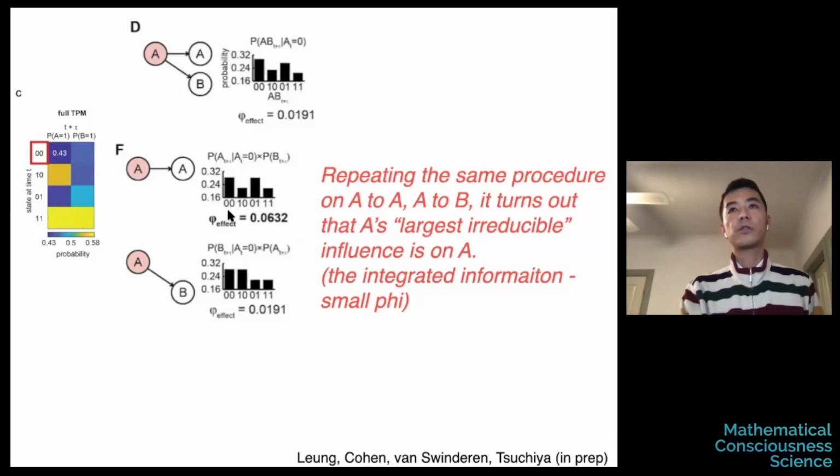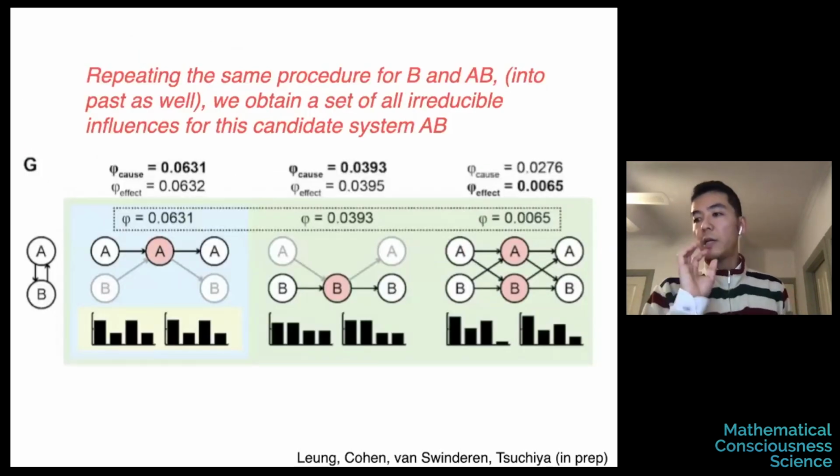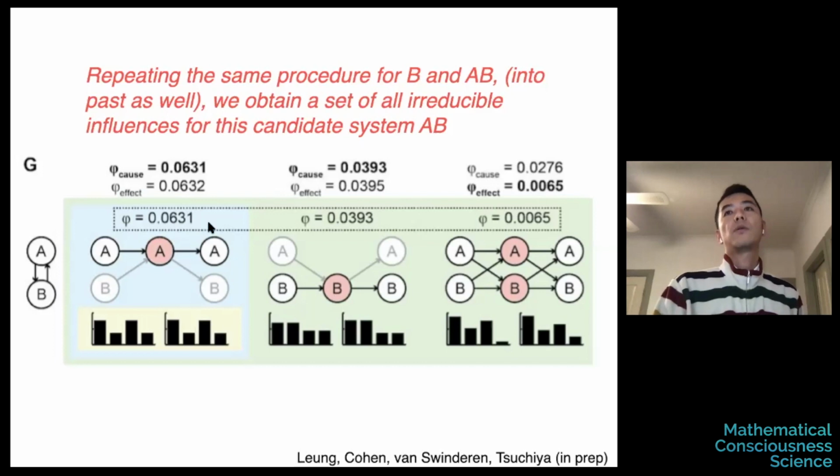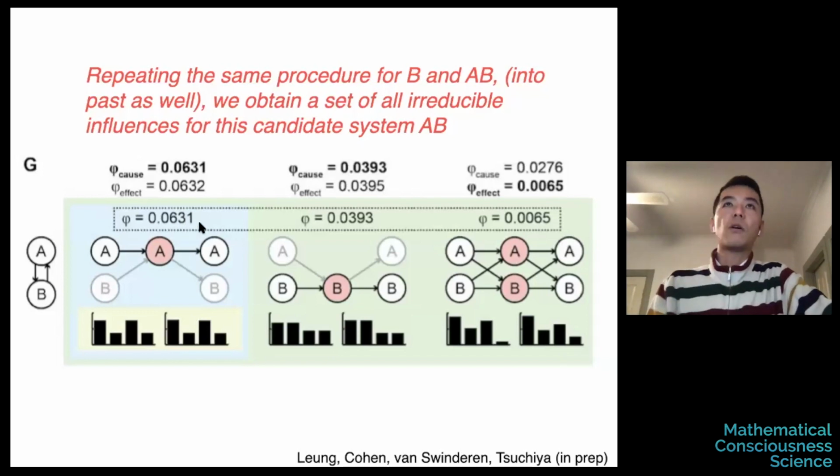And then according to the exclusion principle in IIT, this A to A is chosen as characterizing the irreducibility of mechanism A into the future within this system. And this is sometimes also called integrated information, or small phi. And then if you repeat this for all subsets of the system, not only A, but also B, and also AB, and also look at not only the future but also the past, you can compute how much irreducible influence there is as a set for this candidate system AB.